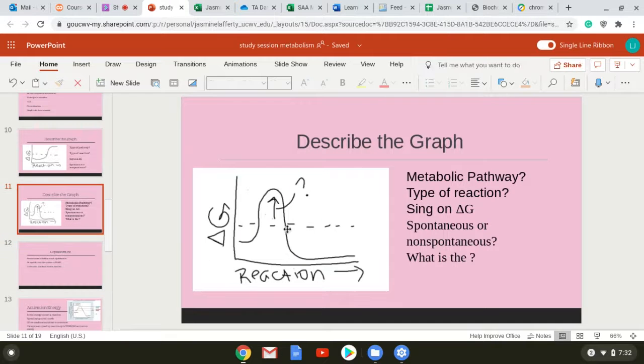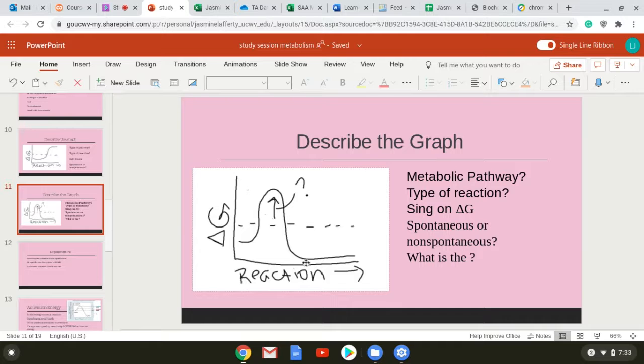Okay, so we haven't talked about activation energy yet, which is what this hump is. So I'm not going to expect you guys to know that that's activation energy or what it means or anything like that. So imagine that that's not even on there. Let's just look from here down. Let's look at the slide, okay?